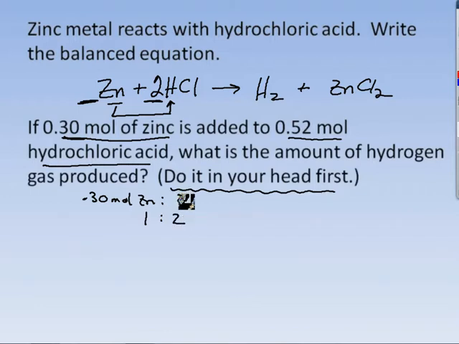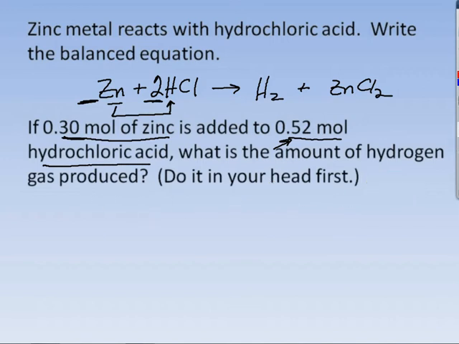So how much hydrochloric acid should I need here to maintain that? Well, to maintain the 1 to 2 ratio, it looks like we need 0.60 moles of HCl. And as you can see, we don't have that. So it looks like HCl is going to come out to be our limiting reactant in this problem. Let's go ahead and actually solve this mathematically and figure out what the actual amount is.